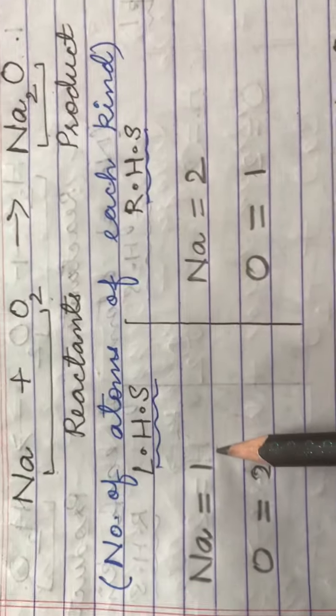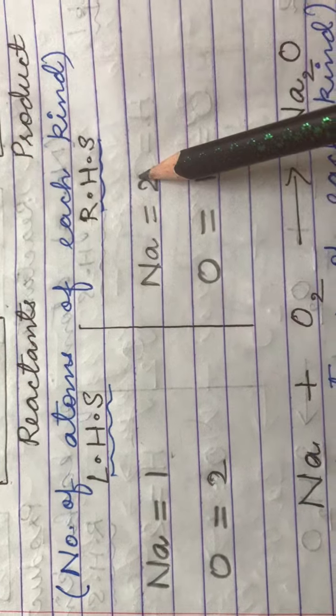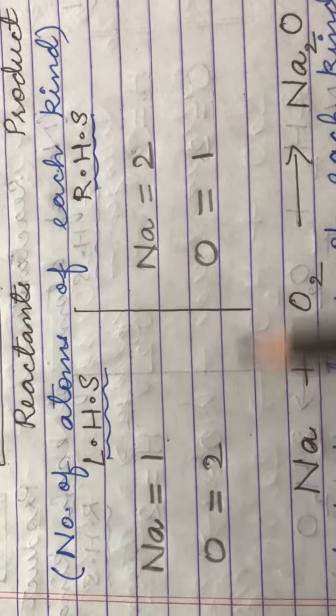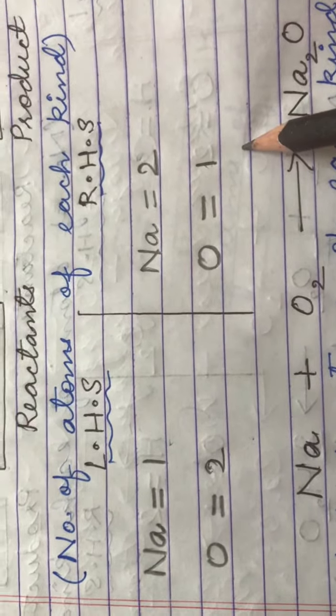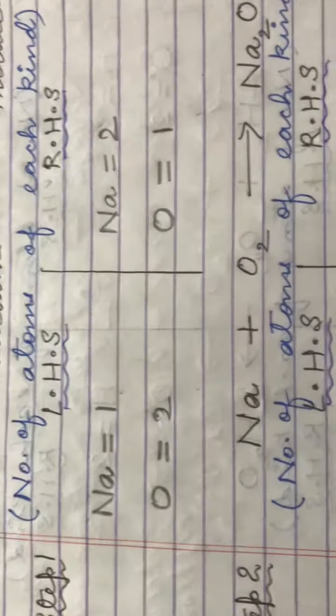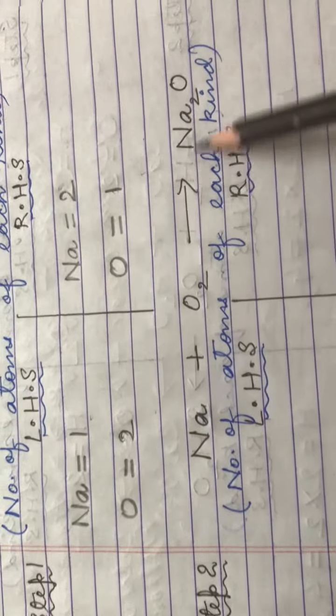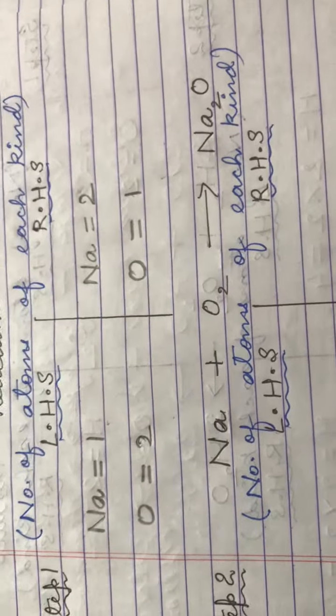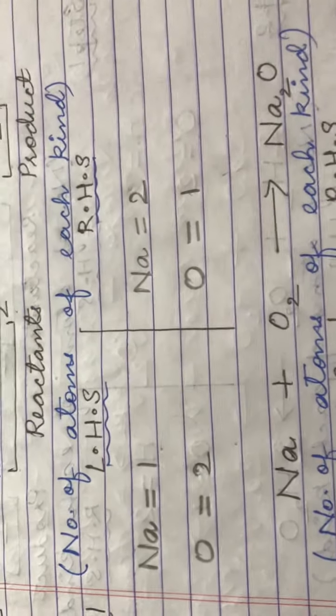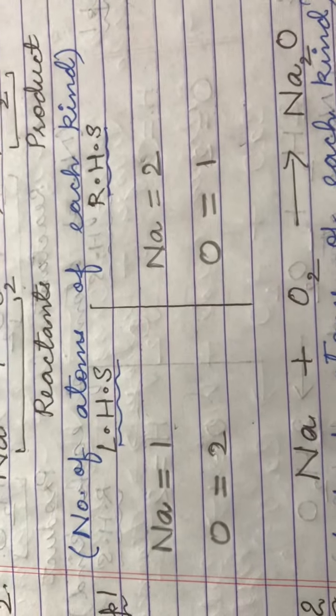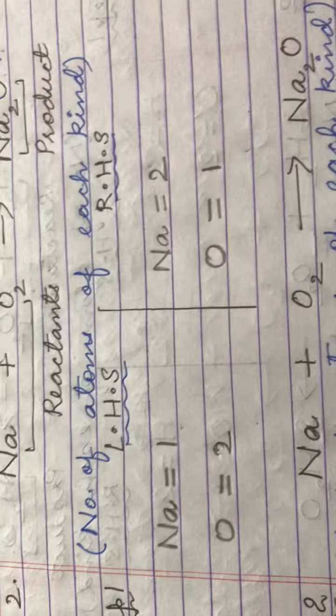So we have 1 sodium atom on the left hand side, 2 sodium atoms on the right hand side, 2 oxygen atoms on the left hand side and 1 oxygen atom on the right hand side. Very clear that the equation is not balanced. What do we do? In order to balance, again we move to the second step. We again write the same equation as it is, and this time we have to decide which side we should start balancing from, as the atoms are not equal on both the sides.